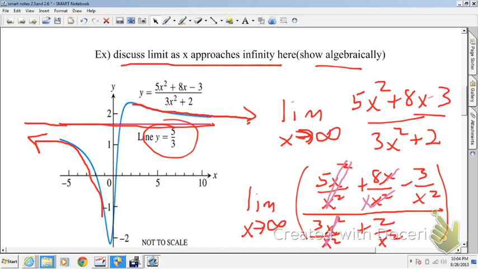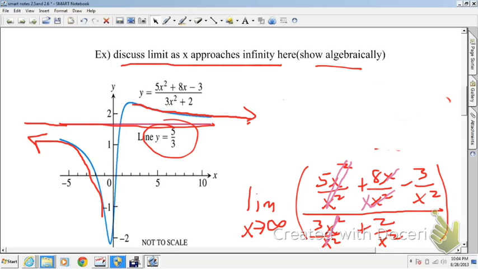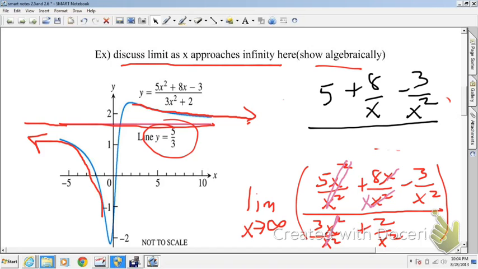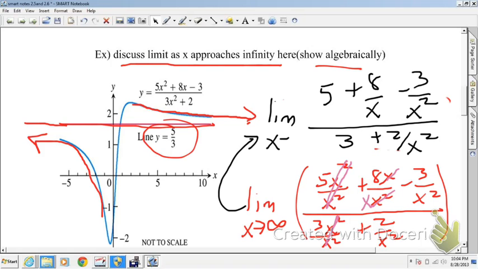All right, now what I'd like to do then is gather what we're left with. Okay, so after all that, what would we be left with? I'm going to grab another color here. So after all that, I'm left with 5 plus 8 over x minus 3 over x squared, all over 3 plus 2 over x squared. So I went from here to here. And again, the limit as x approaches infinity.